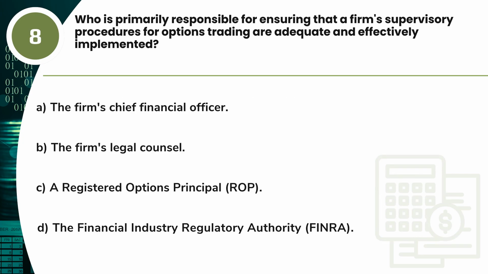Who is primarily responsible for ensuring that a firm's supervisory procedures for options trading are adequate and effectively implemented? A. The firm's chief financial officer. B. The firm's legal counsel. C. A registered options principal (ROP). D. The Financial Industry Regulatory Authority (FINRA).